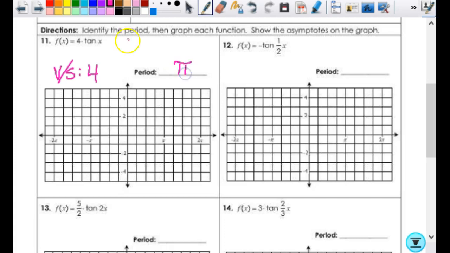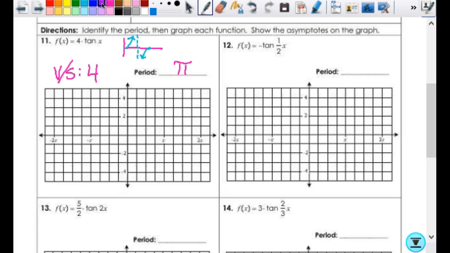Pi. Okay, sorry. And then the part that, you can think about the tangent graph between the two asymptotes, but honestly, trying to get this stuff graphed, starting at 0 is usually a little bit easier for one cycle for all of these. So if we start at 0, this is what one cycle looks like, and this is going to help us get our key points in there.